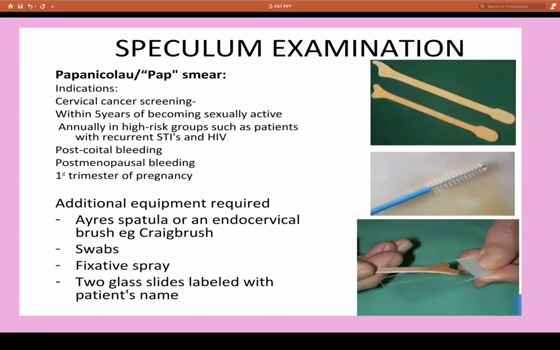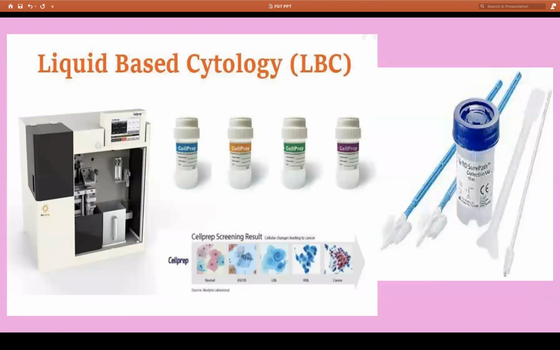To take a pap smear, you have different types of spatulas. This is the Ayers spatula, this is the brush, the cytobrush, and they are different. I don't know if in your area they are still using slides or using thin prep. Liquid based cytology is the best one. Nowadays, they are using liquid based cytology because its sensitivity is 90%, better than the slide. And because the slide preparation is in the laboratory, you just prepare and shift it to the laboratory and they will prepare the slide there.